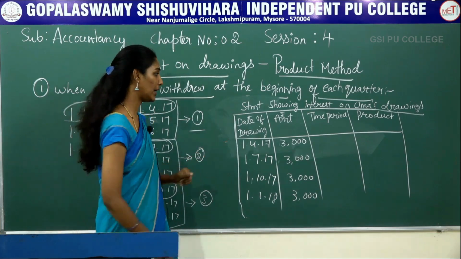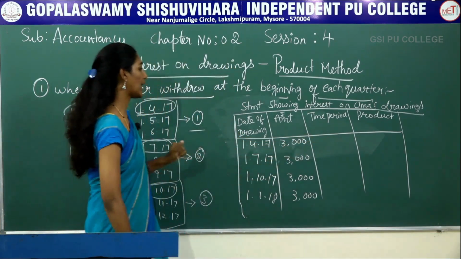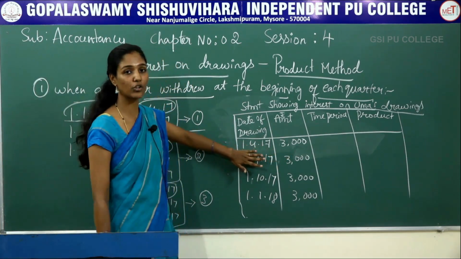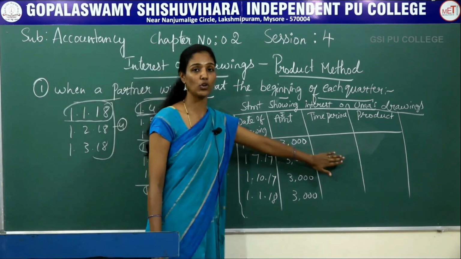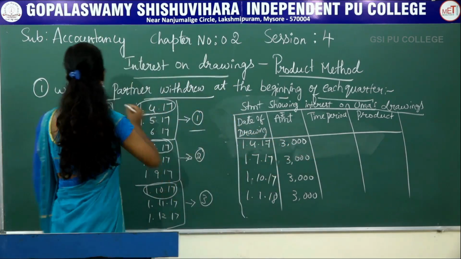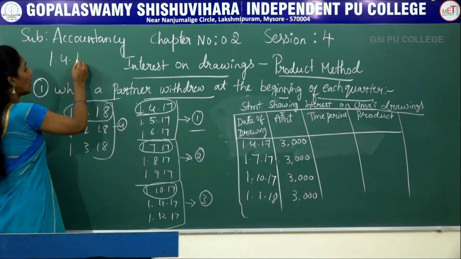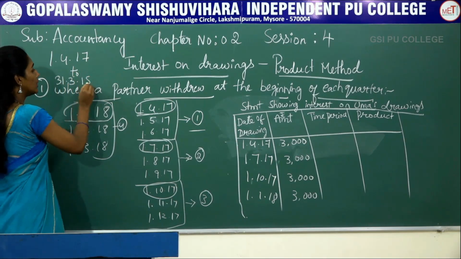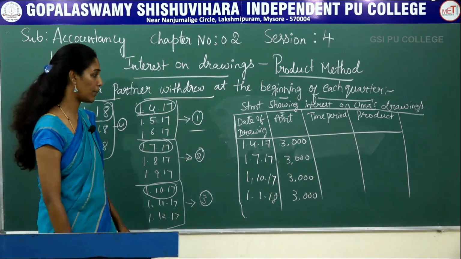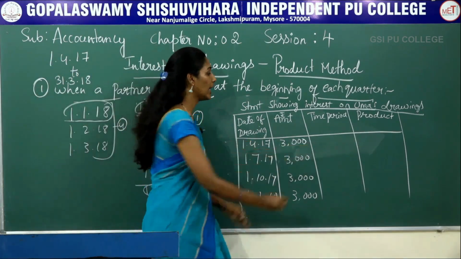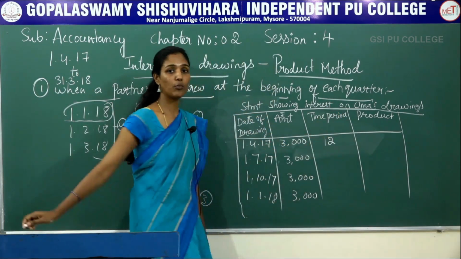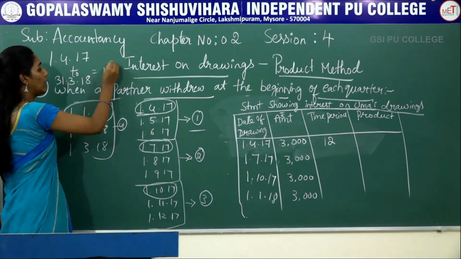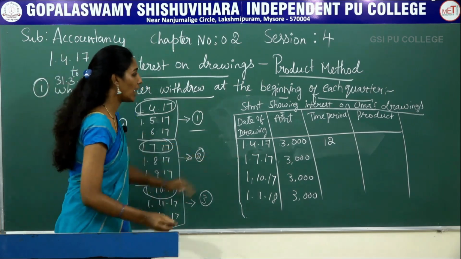The next, you have to calculate the time period. This is calculated from the date of drawings till the end of the accounting period. That is from 1/4/2017 to 31/3/2018. How many months remain after the drawings are made? 12 months. From 1/4/2017 to 31/3/2018, 12 months.